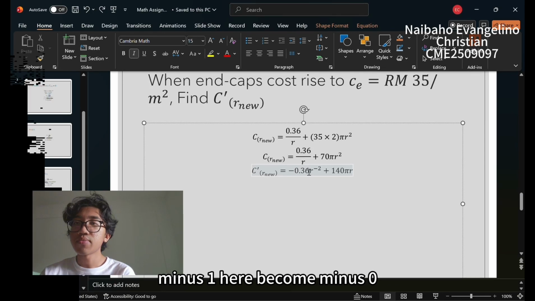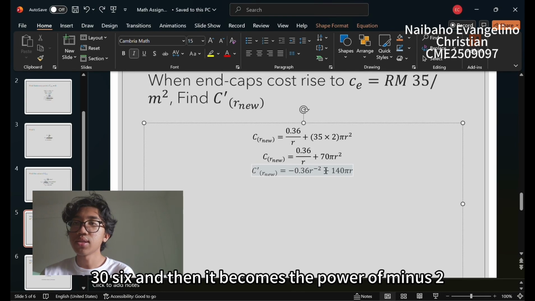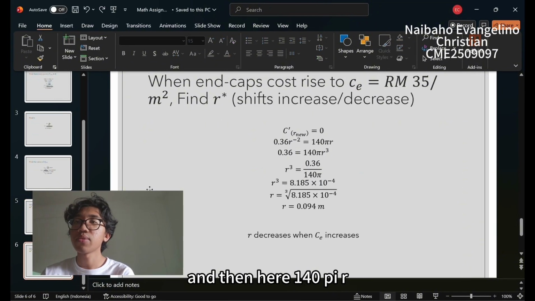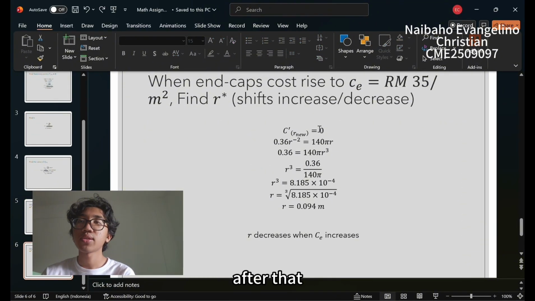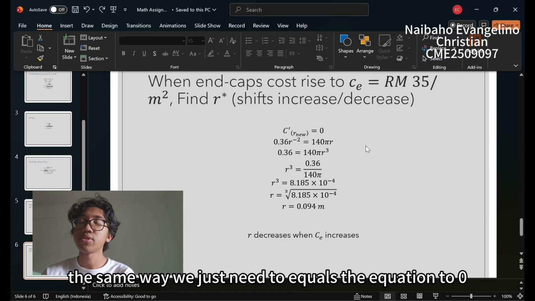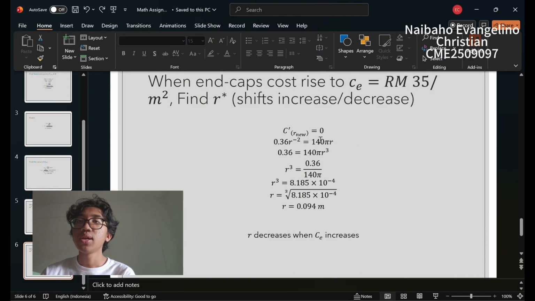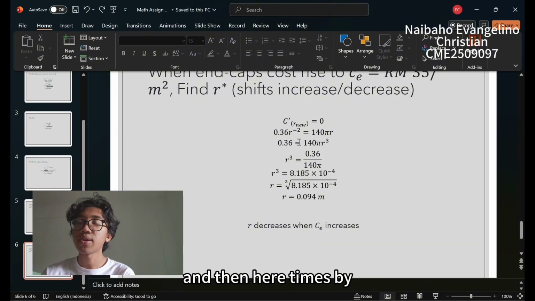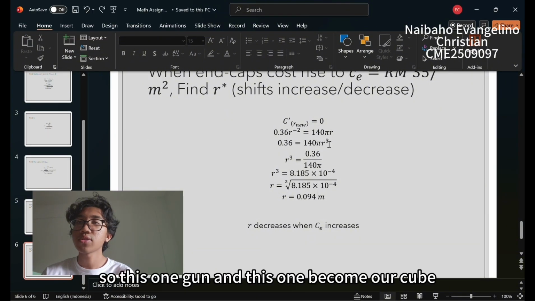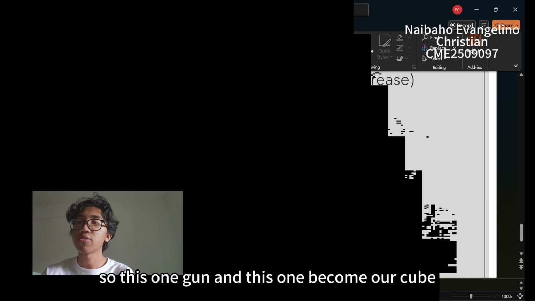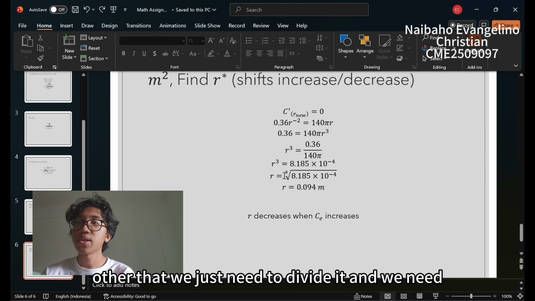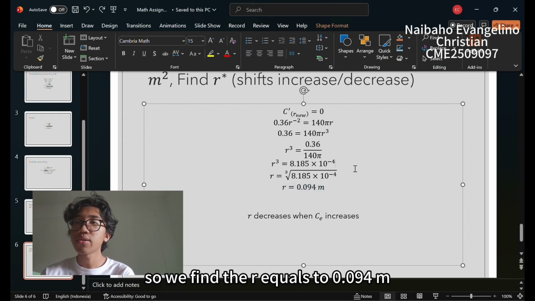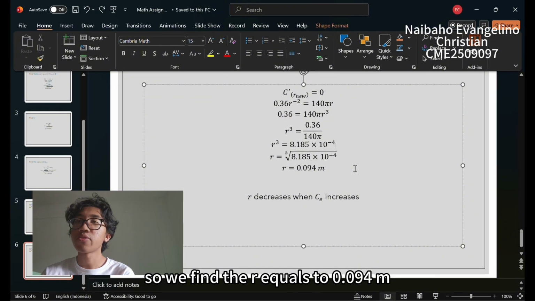Minus 1 here becomes minus 0.36, and then it becomes the power of minus 2, and here 140 pi r. After that, the same way, we just need to set the equation equal to 0. Then we move both sides so it becomes positive, and then times by r squared, so this one is gone and this one becomes r cubed. After that, we just need to divide it and take the cube root. So we find r equals 0.094 meter.